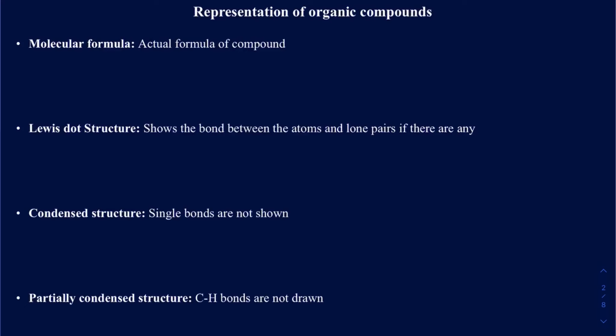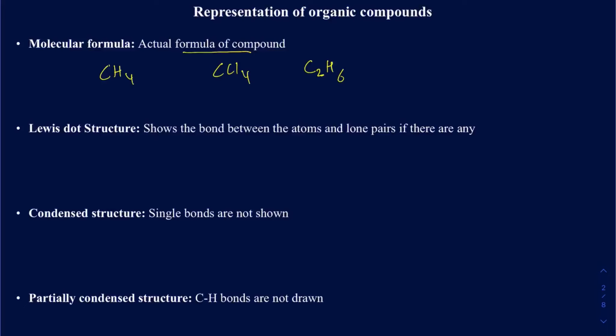Hello everyone, in this video we're going to be talking about different ways of representing organic compounds. To start out with, let's talk about molecular formula. Molecular formula is the actual formula of the compound. If I have a smaller compound such as CH4 or CCl4 or even C2H6, then there's usually only one way of representing those molecular formulas in terms of the Lewis structures.